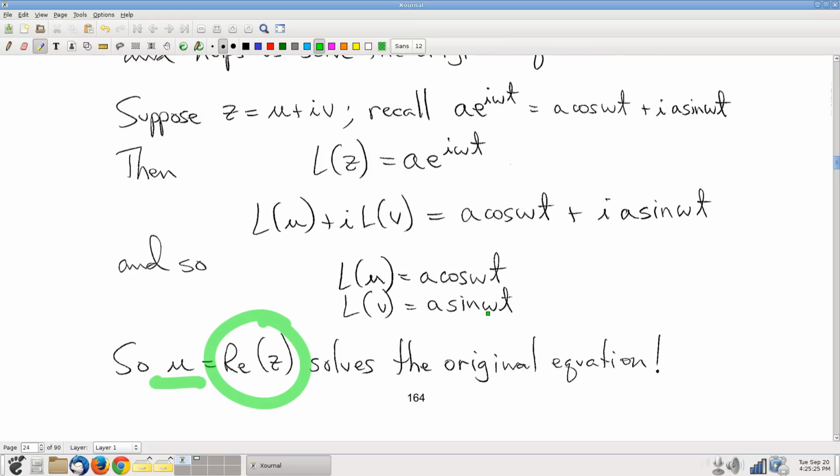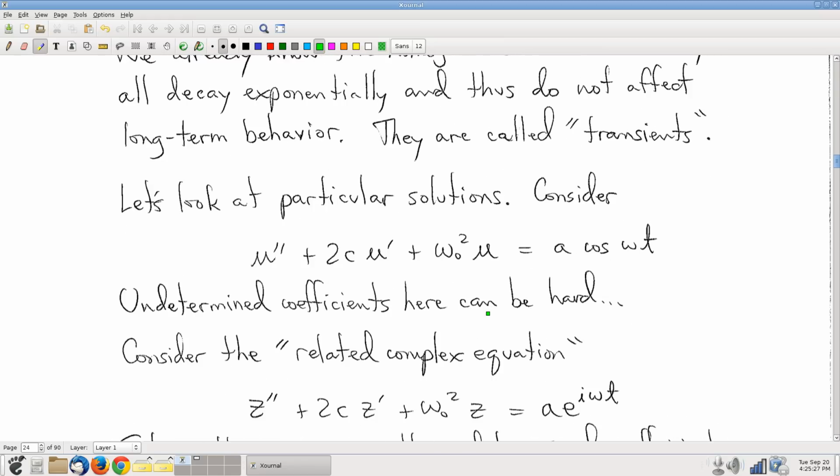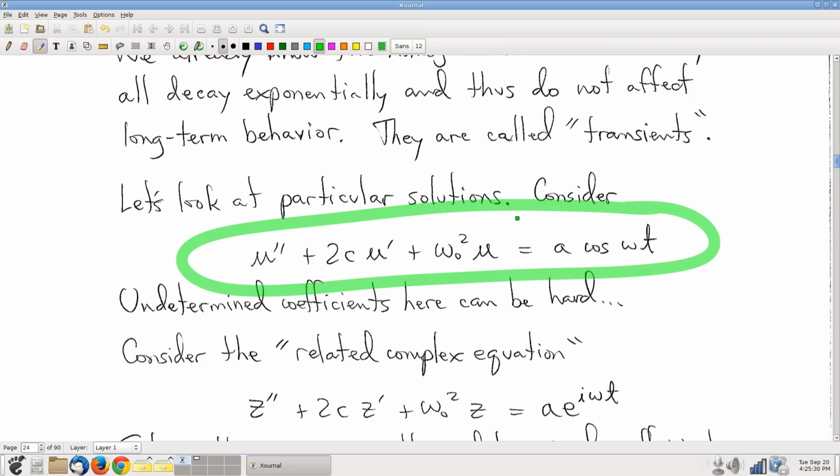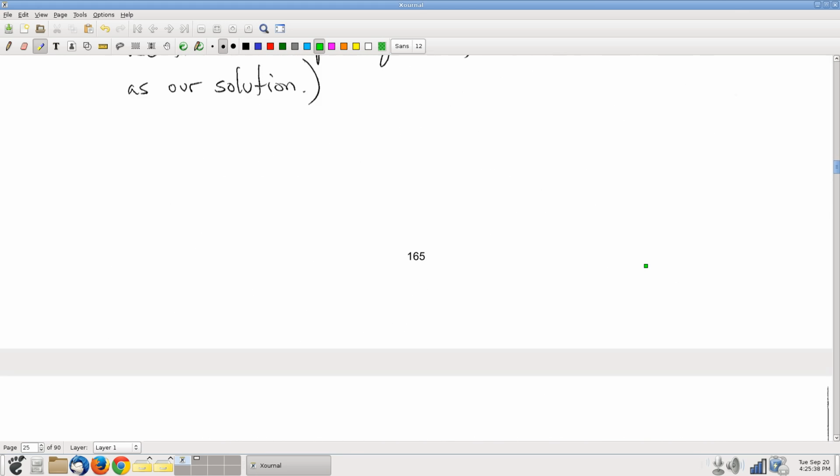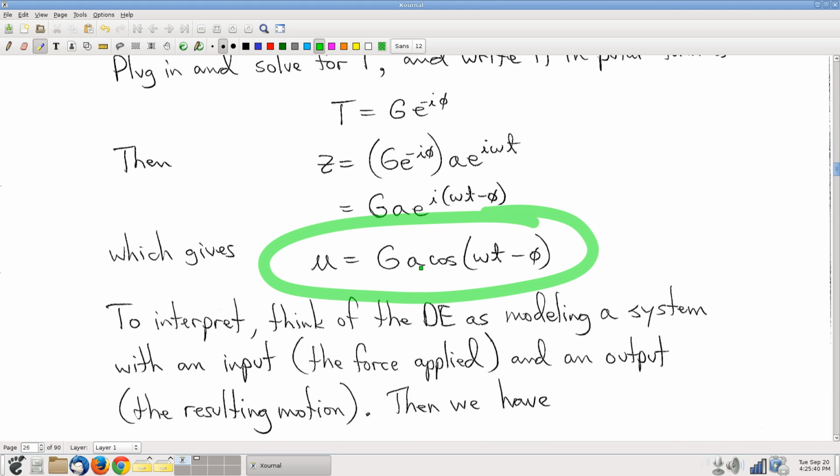Let's look back to it. Here, way back here, this was the differential equation we were initially interested in. Let's look at the right-hand side. It's a cosine omega t. A cosine omega t. Now, come back over here. Look at our solution. There's that a cosine omega t right there.